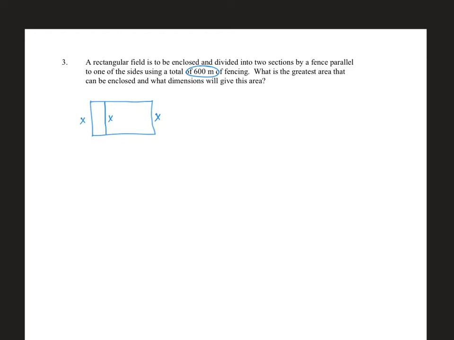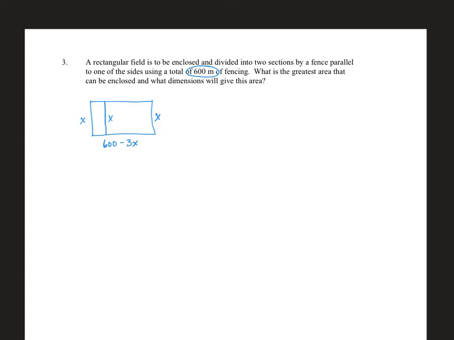Let's see if we can follow along with this one relatively quickly. If I have 600 meters of fencing to go around that whole shape, then what's left over for the bottom side would have to be the total minus those 3 x's that we used up.